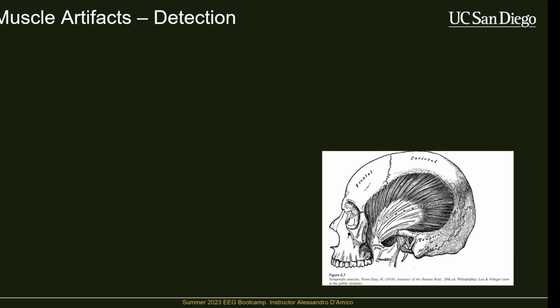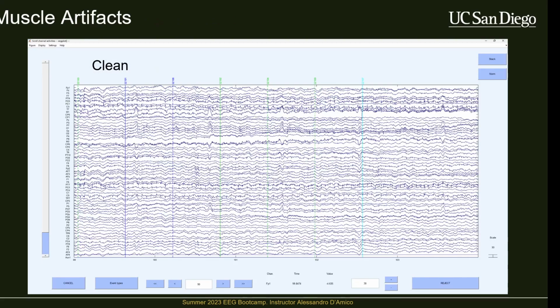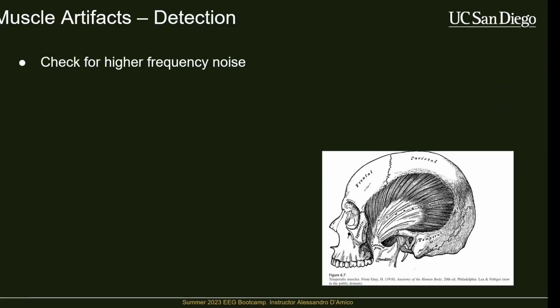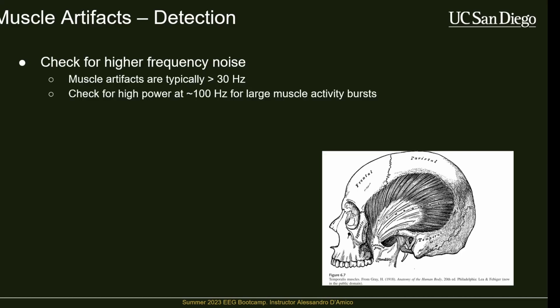So detecting muscle artifacts is pretty simple. I mean, obviously you can see them just with your eye, and again, these aren't even that bad. And in general, we can just check for higher frequency noise. Most artifacts are typically much faster than 30 hertz. And we can also look for high power, especially in the 100 hertz range. It's usually going to be muscle activity. Because again, the EEG activity in those much faster frequency ranges is quite attenuated. We don't really see a lot of it.